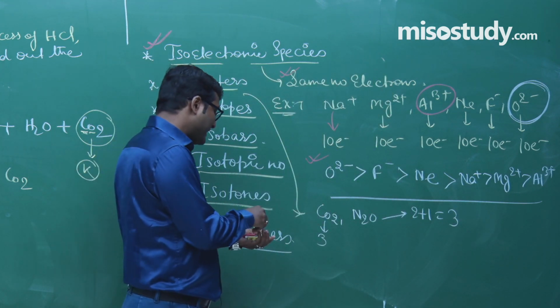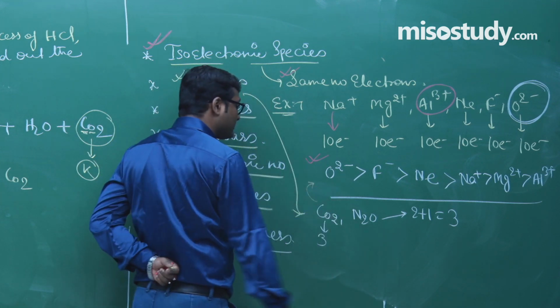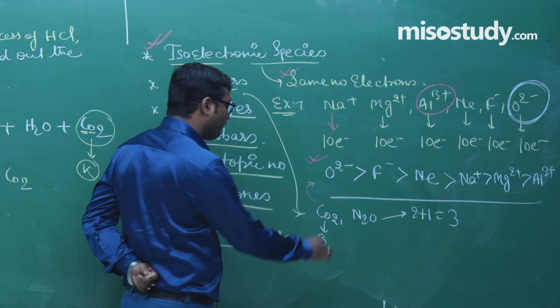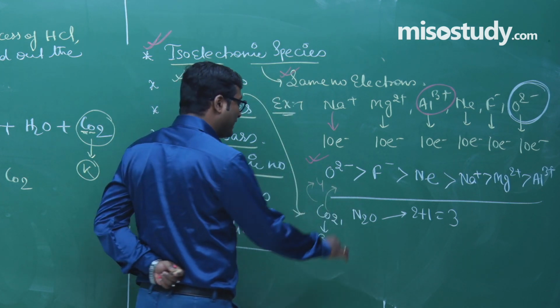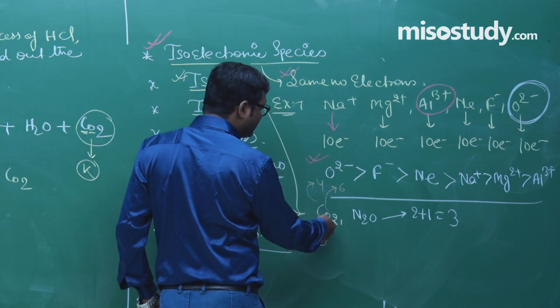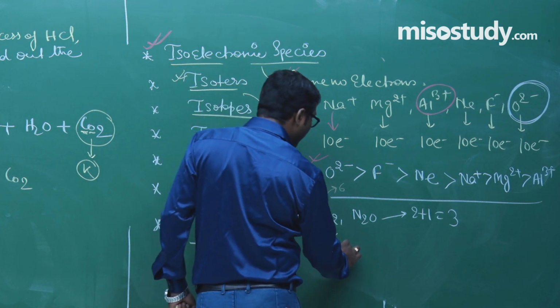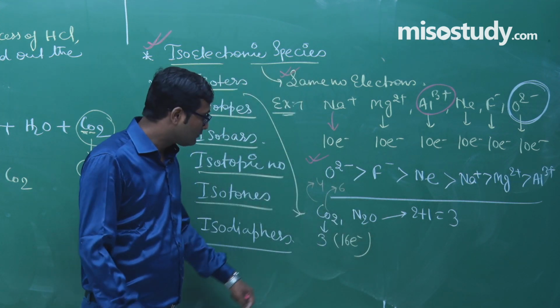Yes sir. Now check out the valence electrons. As we know, carbon has atomic number 6. The valence electron is 4 here. And oxygen has atomic number 8, the valence electron is 6. Total number of valence electrons: oxygen 2 times 6 is 12, 12 plus 4, 16 electrons. Clear? I think my calculation is correct.